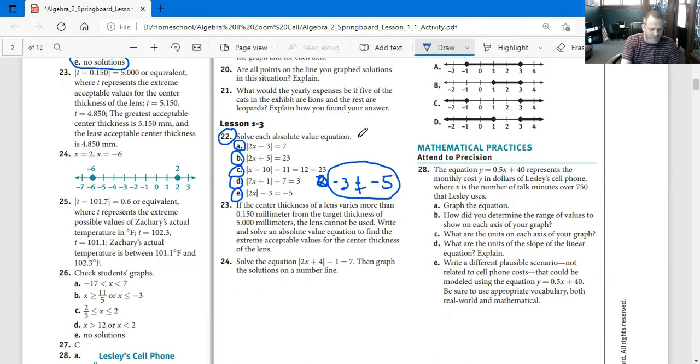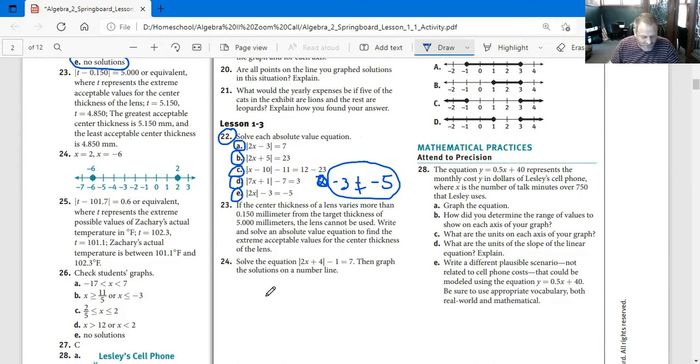Let's go to number 23. All right, number 23. If the center thickness of a lens varies more than 0.150 millimeter from the target thickness of 5.000 millimeters, the lens cannot be used. Write and solve an absolute value equation to find the extreme acceptable values for the center thickness of the lens.